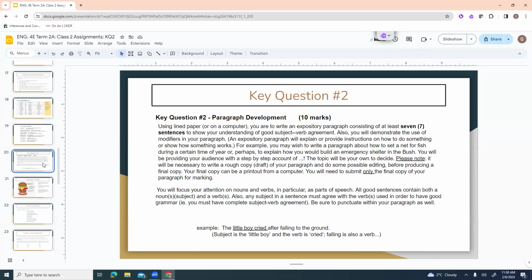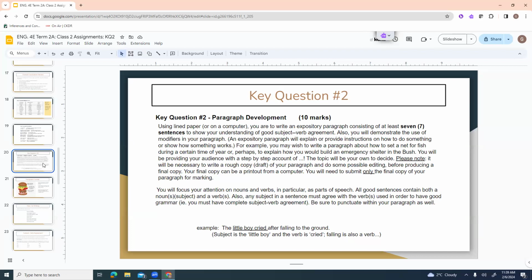You will focus your attention on nouns and verbs as parts of speech. All good sentences contain both a noun, which is the subject, and a verb. Also, any subject in a sentence must agree with the verbs used in order to have good grammar. In other words, complete subject-verb agreement. Be sure to use punctuation within your paragraph as well.